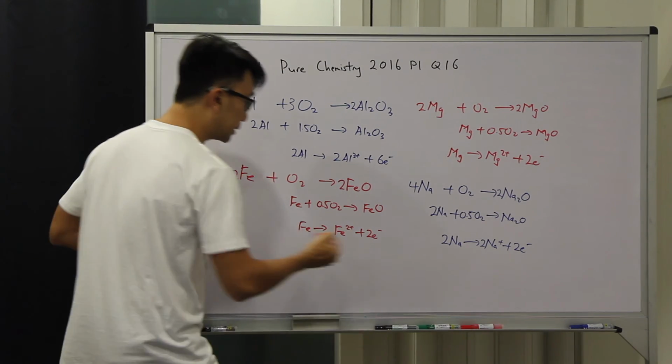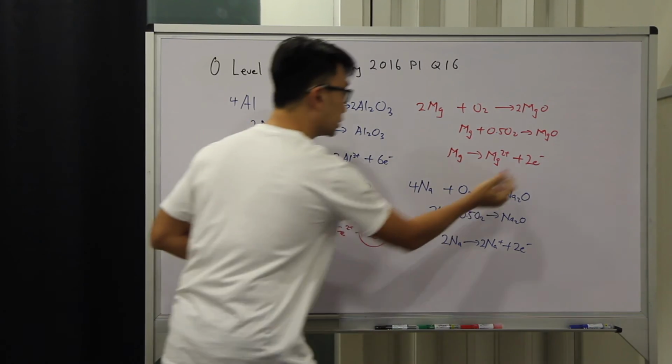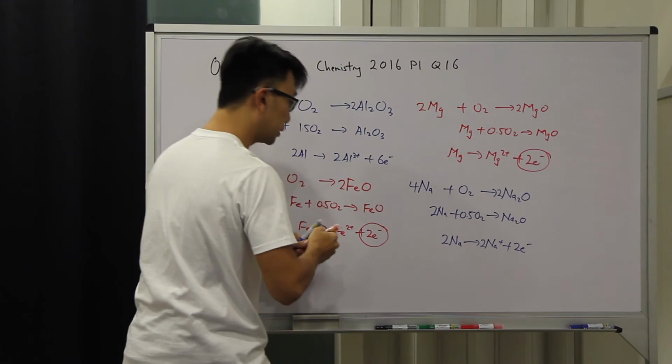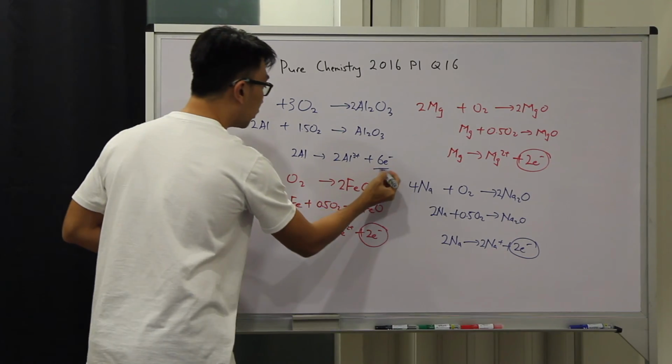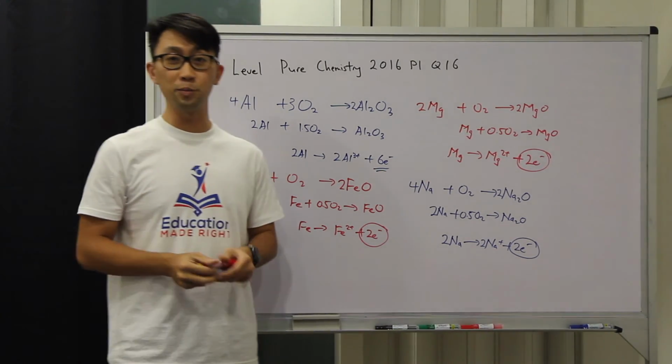So from here we can see that this is 2 electrons, 2 electrons, and this is also 2 electrons. Therefore, our answer to this question will be A.